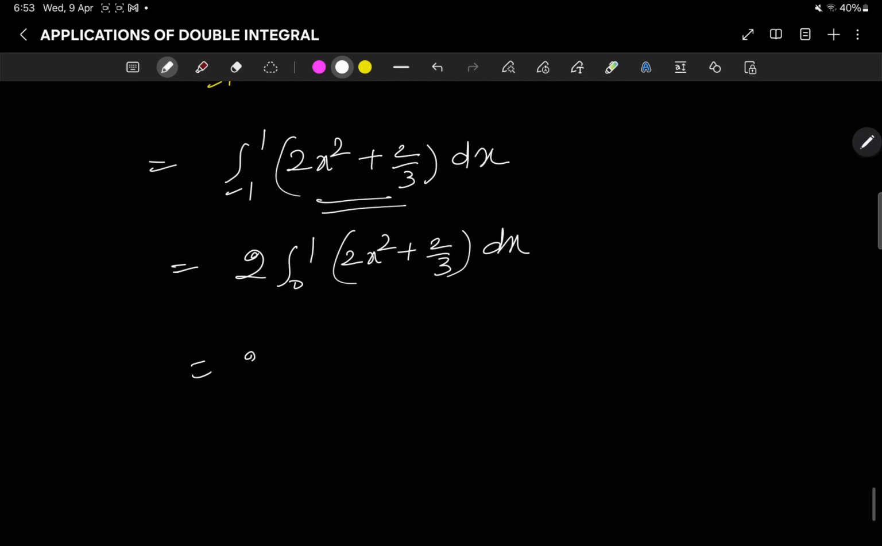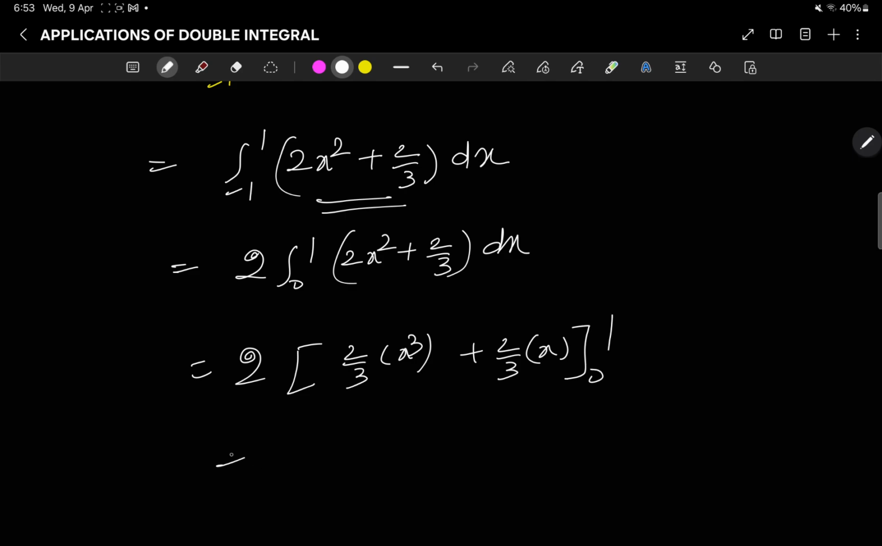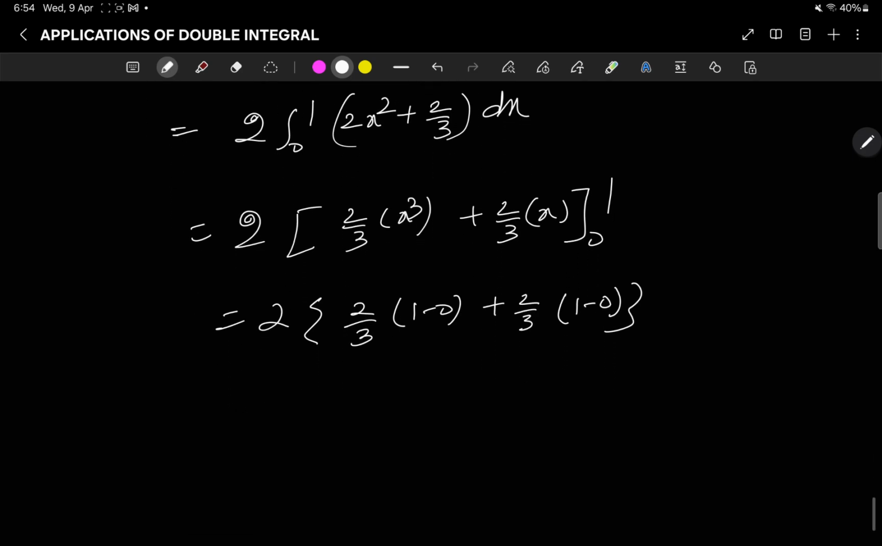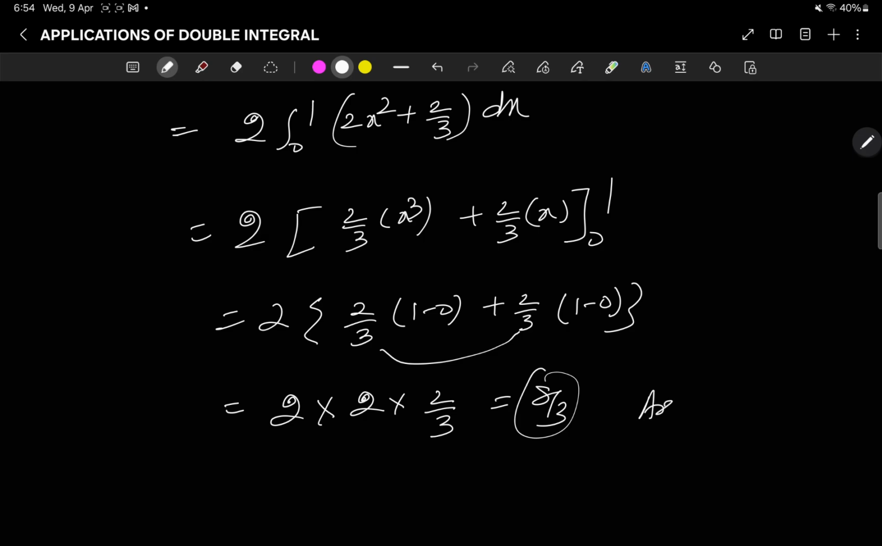If you evaluate this integral, it is 2 by 3 x cubed plus 2 by 3 x, with the limit from 0 to 1, so it is 2 by 3 into 1 minus 0 plus 2 by 3 into 1 minus 0. So this is equal to 2 into twice 2 by 3, which is your 8 by 3. So this is your answer. Okay, this is your answer.